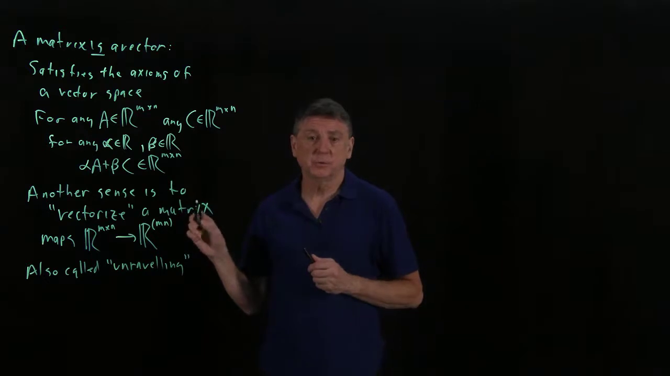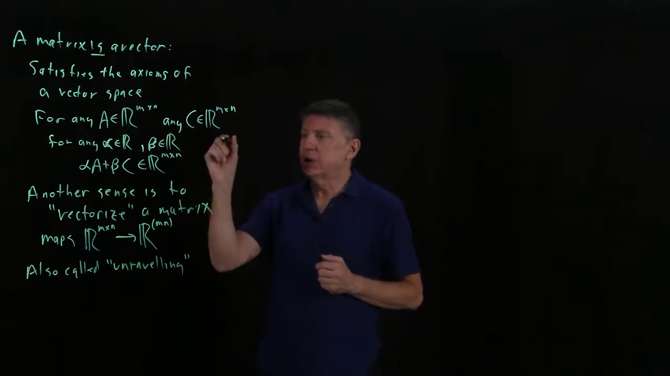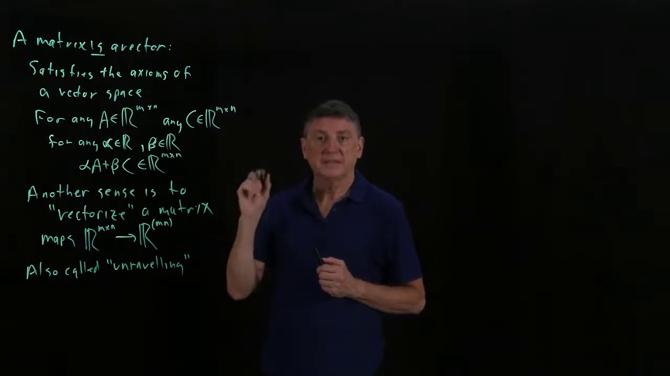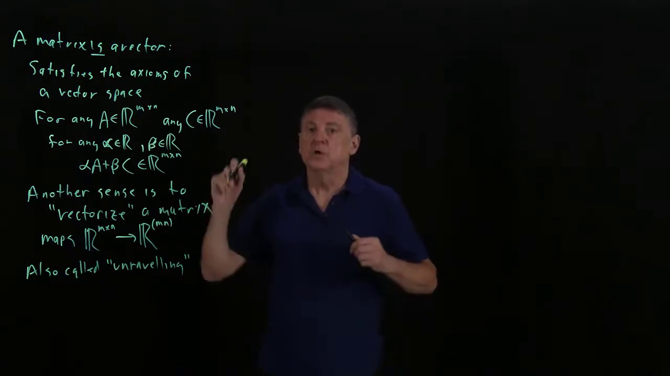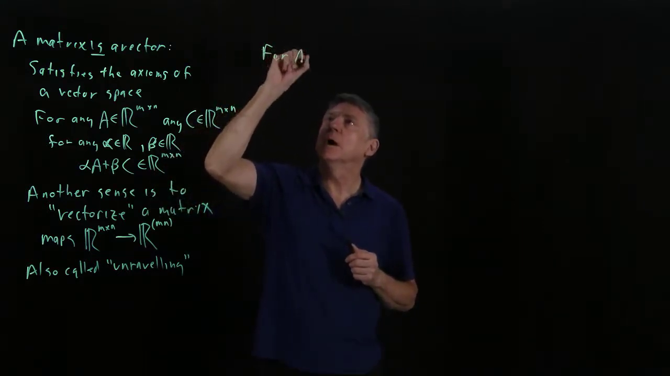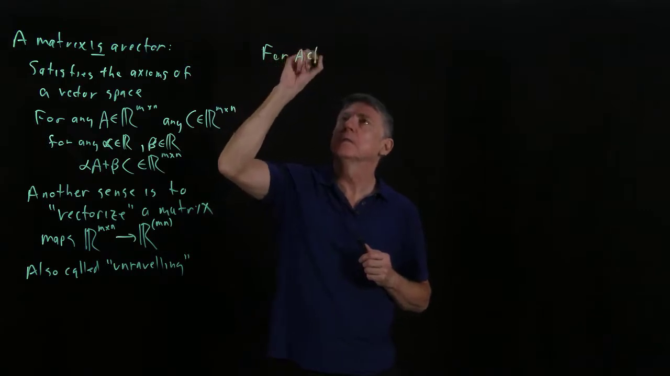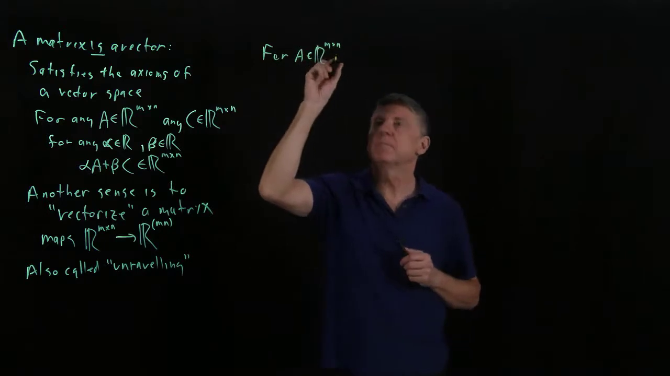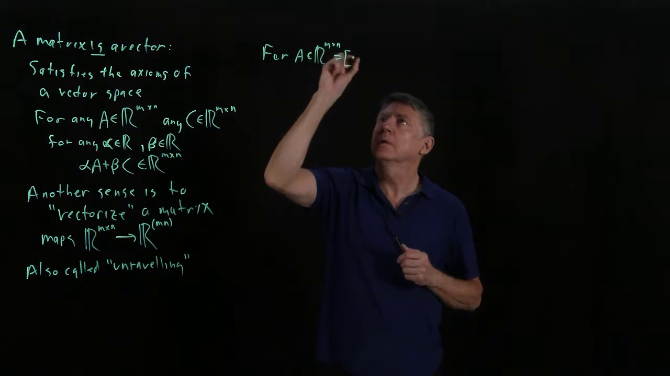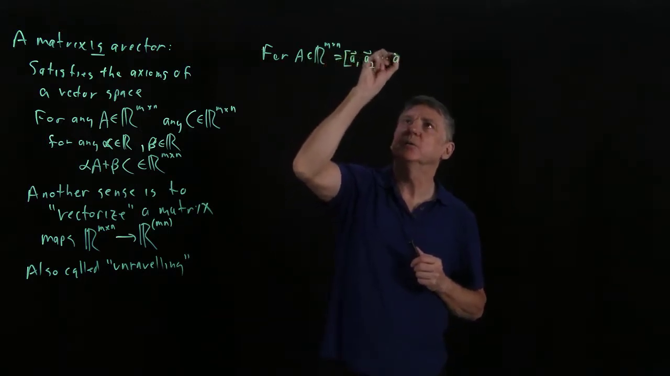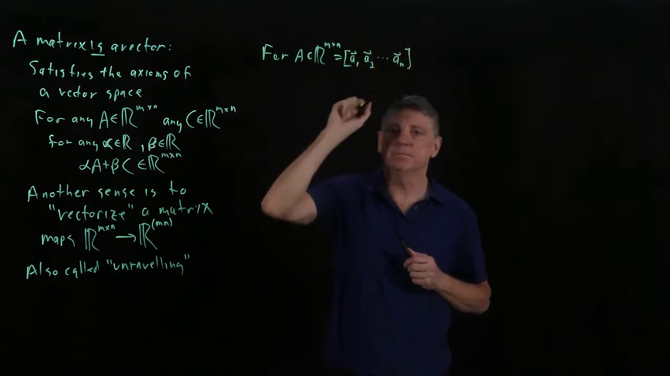There are two conventions to do this. The convention that we'll use, which is the MATLAB convention, is to vectorize by taking the first column and then the second column and so on. For a matrix that has m rows and n columns, we could write it as A1, A2, and so on until we get to the nth column.